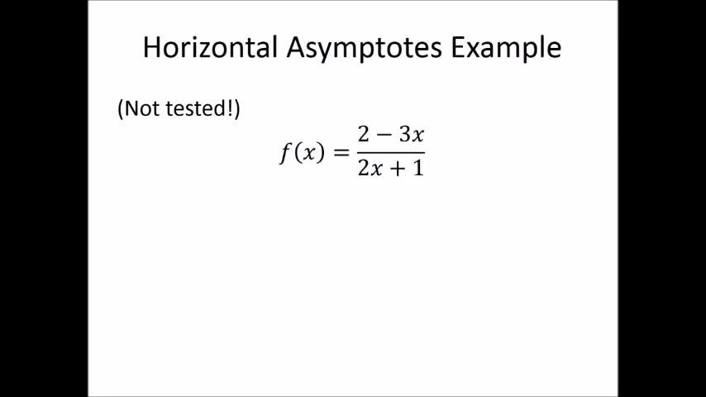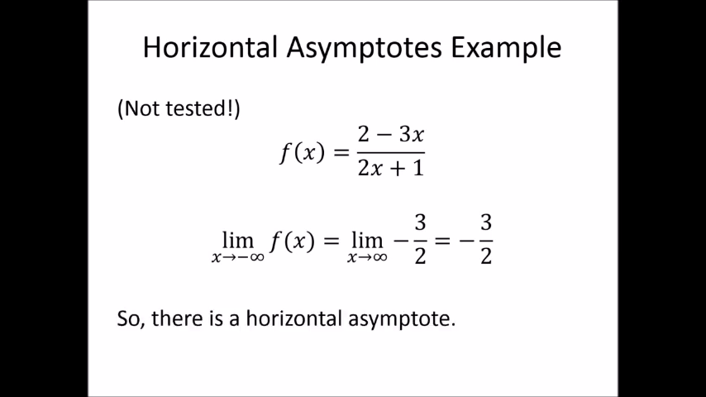If we take the first derivative of the numerator, we get negative 3. If we take the first derivative of the denominator, we get positive 2. So what that means is that the limit of f of x is equal to the limit of negative 3 halves, which of course is simply negative 3 halves. So there is a horizontal asymptote at y equals negative 3 halves.